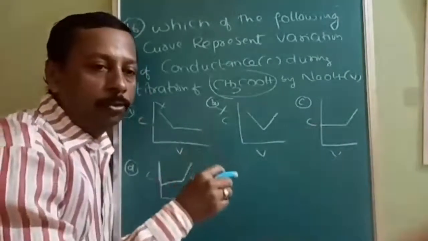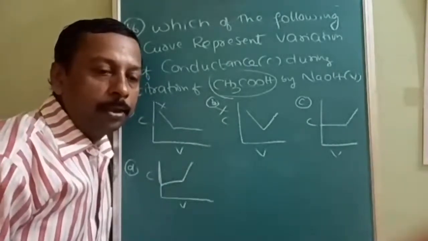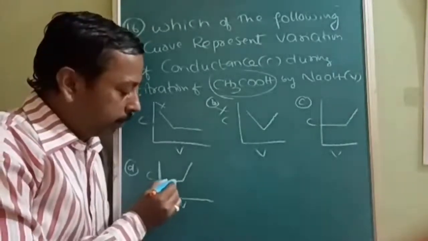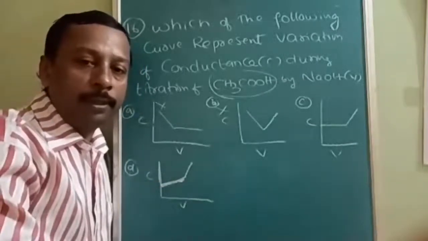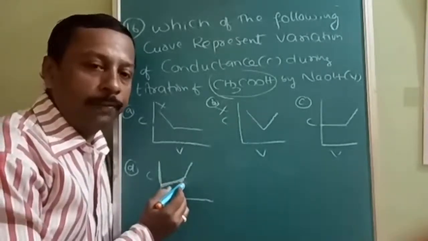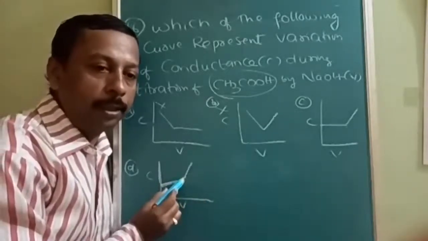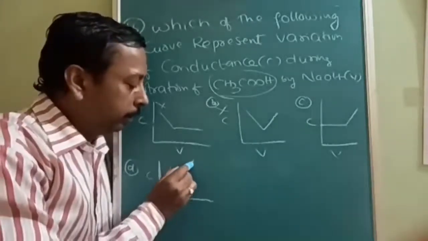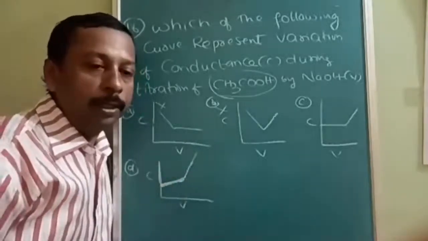If you add sodium hydroxide, obviously salt formation will be there. Salt is a better conductor than acetic acid, so there should be an increase, but a small increase. Once after the small increase, if we add further sodium hydroxide, this is where the neutralization point is. After the neutralization point, there will be a sharp increase. This is what we call the end point in acid base titration.